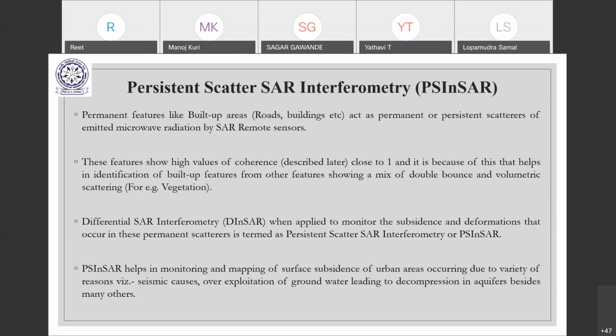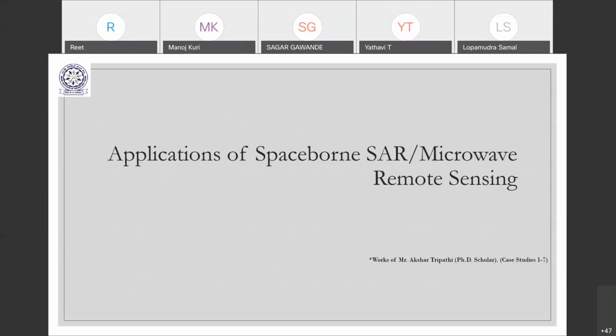Differential SAR interferometry (DInSAR), when applied to monitor subsidence and deformation that occur in this permanent scatterer, is termed as persistent scatterer SAR interferometry or PS-InSAR. PS-InSAR helps in monitoring and mapping of surface subsidence of the urban area. Remember, it only helps in measuring the surface subsidence in the urban setting, not any setting, occurring due to a variety of reasons like seismic or groundwater. We are exploiting the groundwater, so these case studies will be coming one by one.